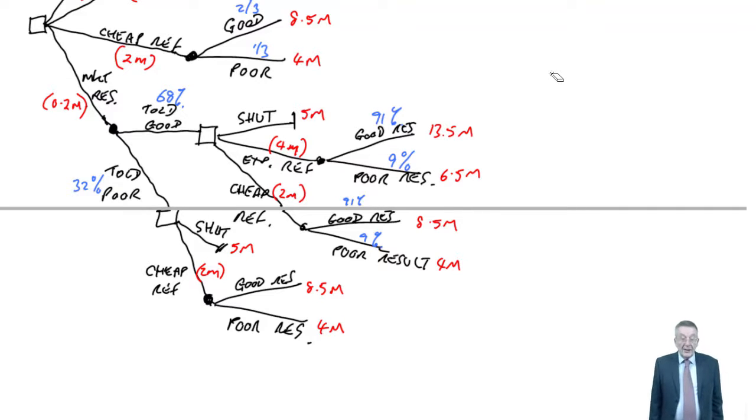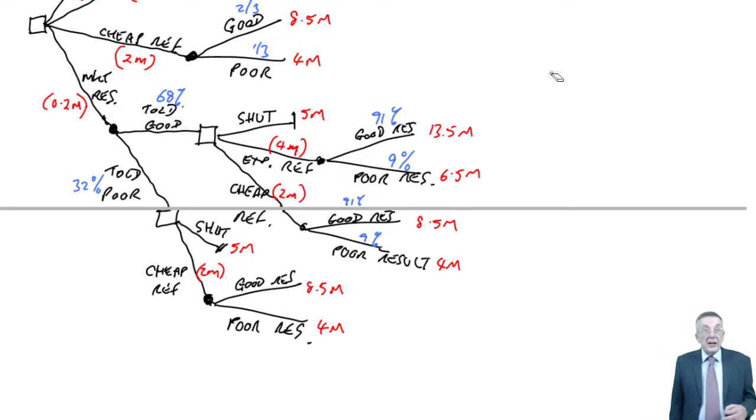And last of all for this bit, suppose the research says it's going to be a poor result. Well, again, it's not guaranteed that they're right, but it says if it indicates a poor result, the probability that it actually turns out to be good is 13%. So it turned out we were only going to consider cheap refurbishment, but there's a 13% chance they were wrong, and the result is actually good. But of course, more likely, 87% chance that they were right, 100 minus 13, and it's a poor result.